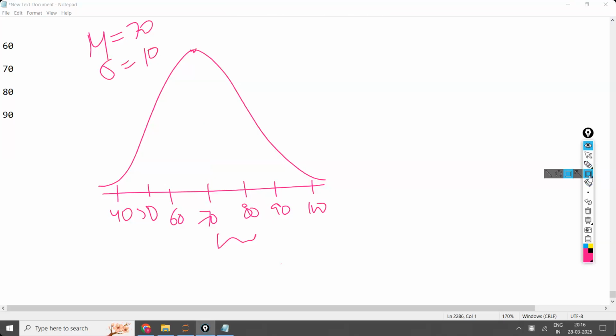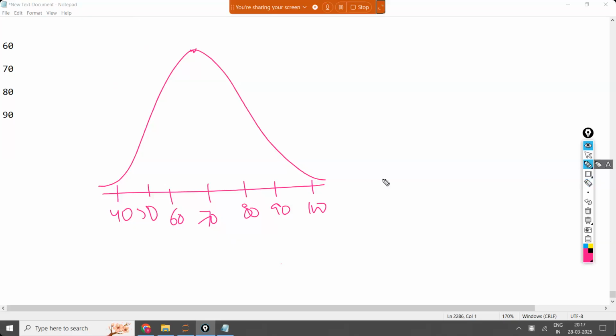So in the diagram, even if they don't give mu and the 70, if they simply give the diagram like this, we still have to understand. They will not give the mean and standard deviation. They will simply give the diagram and ask, calculate the area between 70 and 90. We only have to understand that mu is equal to this one and the standard deviation is equal to this much.